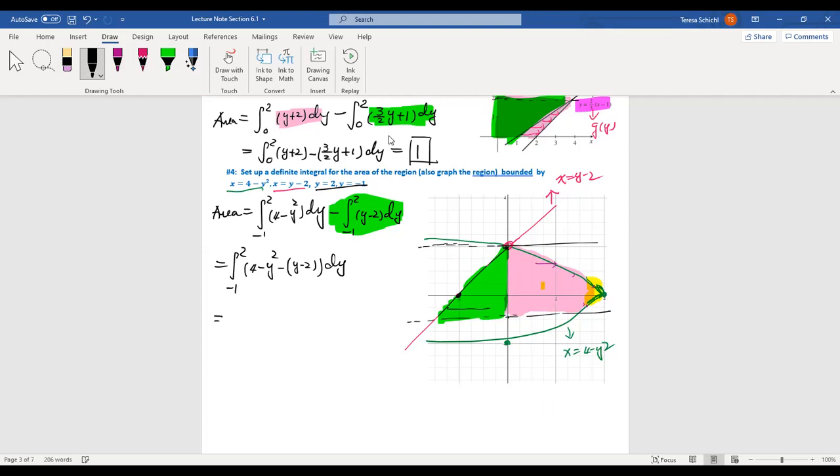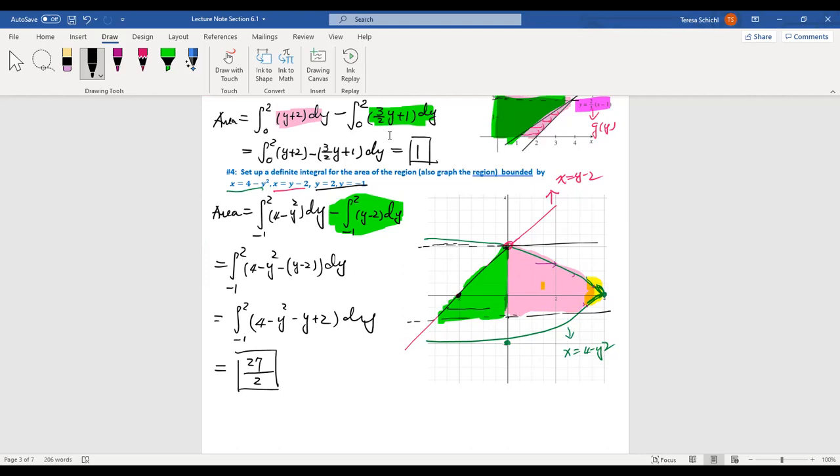Now this just becomes our typical easy integration. I already did that, and the answer here is 27/2. I hope this is easy integration; you should be able to duplicate that.